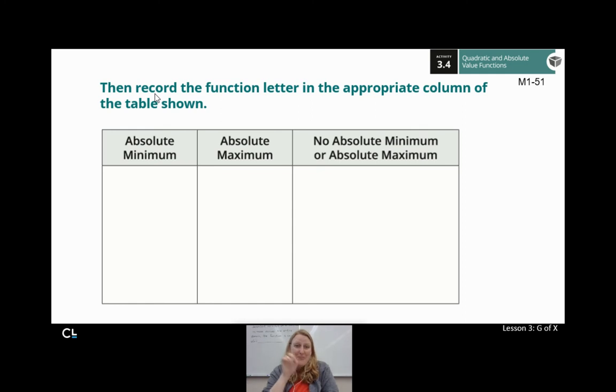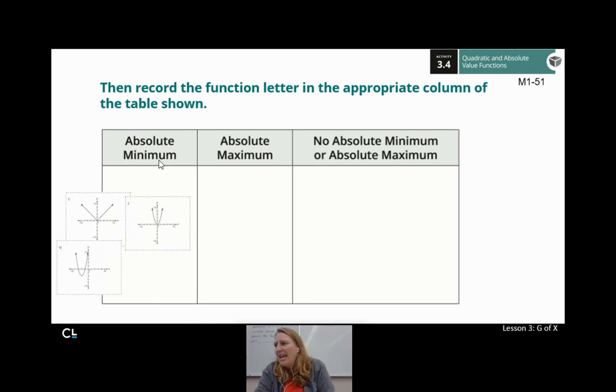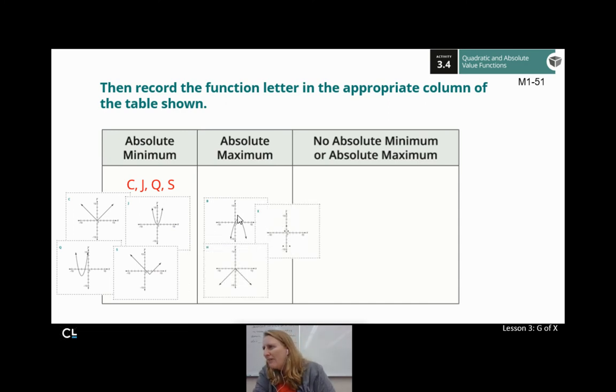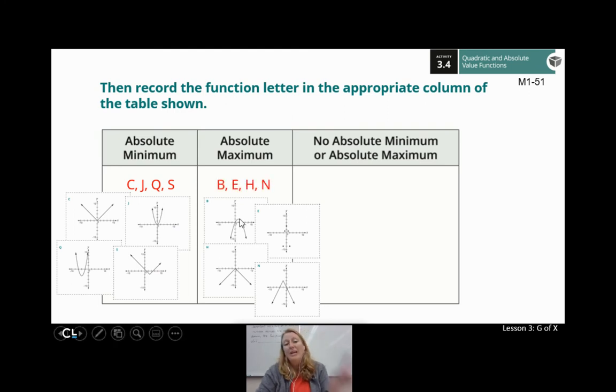I do have the graphs this time. I got smart. I put them up here. The graphs that had absolute minimums, those would be graph C, graph J, graph Q, graph S. Ooh, all of these bottomed out, right? They had a bottommost point, an absolute minimum. For my absolute maximum, we have the lovely graph B, graph E, graph H, and graph N. All of these had a topmost point, an absolute maximum. That's the highest it goes. There is no higher. Now, we also had a few that didn't have an absolute minimum or an absolute maximum.